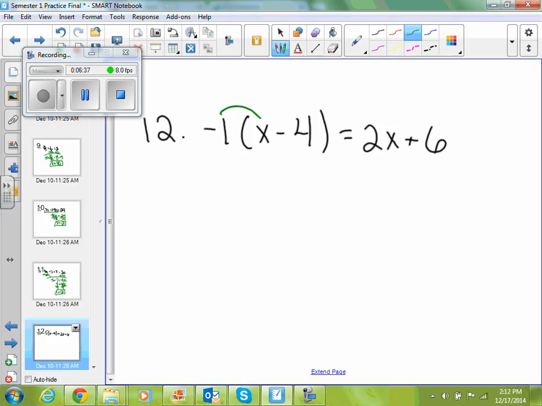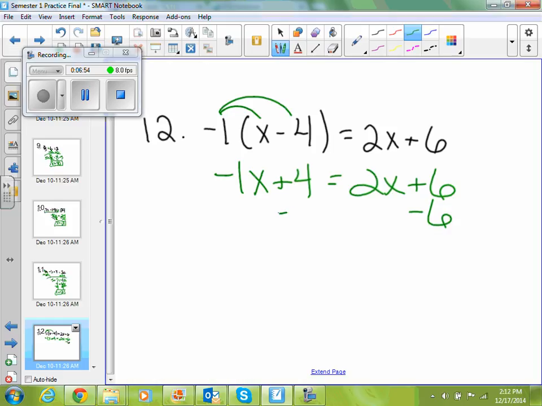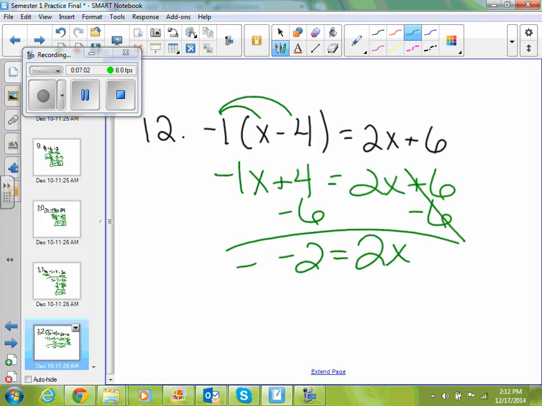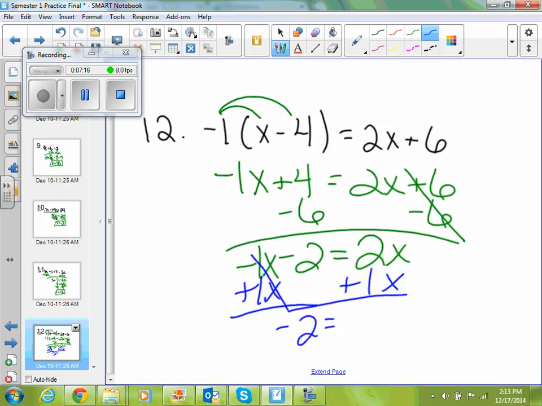Distribute. Okay, so negative 1 times x is negative 1x. Negative 1 times a negative 4 becomes 4. So plus 4 equals 2x plus 6. Okay, so I'm going to subtract 6. Okay, 4 minus 6 is negative 2, so negative 1x minus 2. Okay, so what do I do? Add 1x. 2 plus 1 is 3.